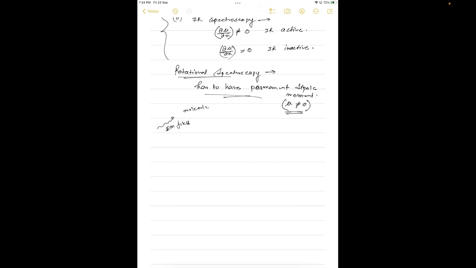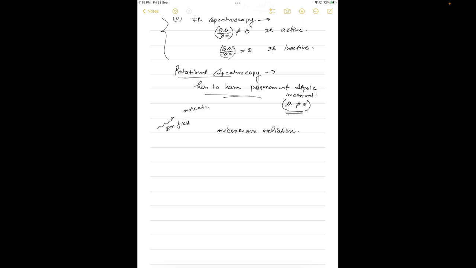Now that external electromagnetic field has to interact with the different molecular motions. Let's say in vibrational spectroscopy, the external electric field is infrared radiation, and infrared radiation will interact with the vibration of the molecule. The external electric field will interact with the change of dipole moment due to the vibration. And in rotational spectroscopy, the external electric field is microwave radiation, and this microwave radiation will interact with the molecular rotational motion, but the molecule has to have a permanent dipole moment.